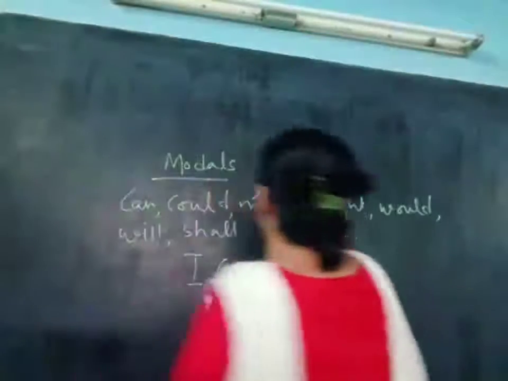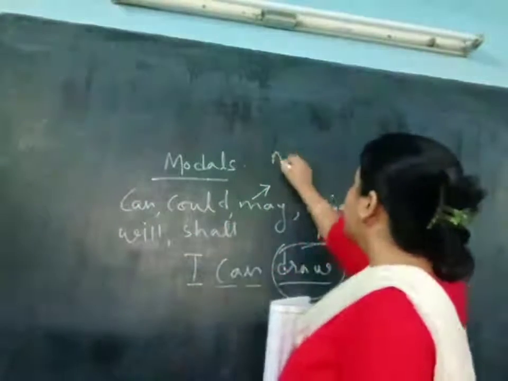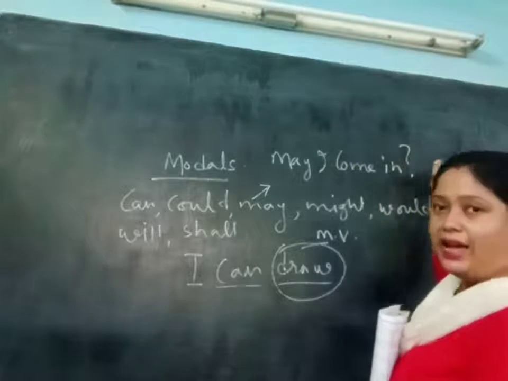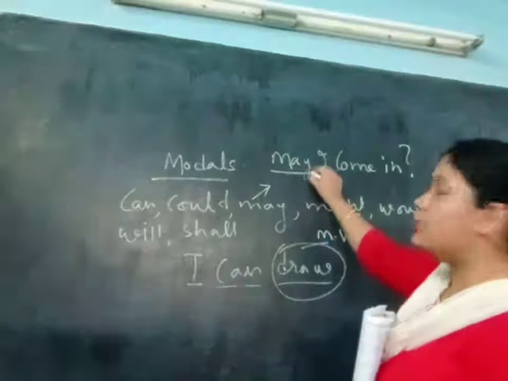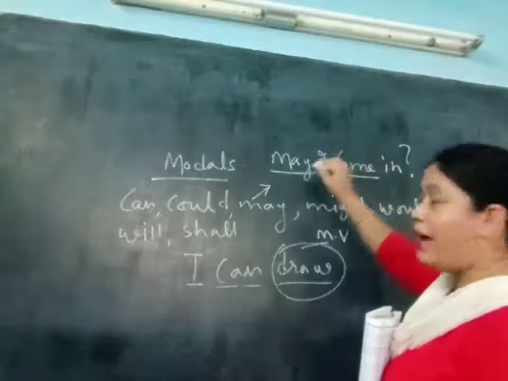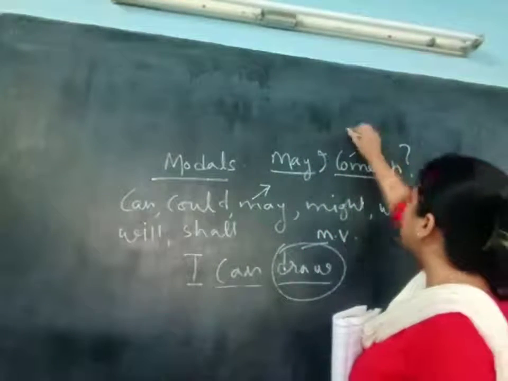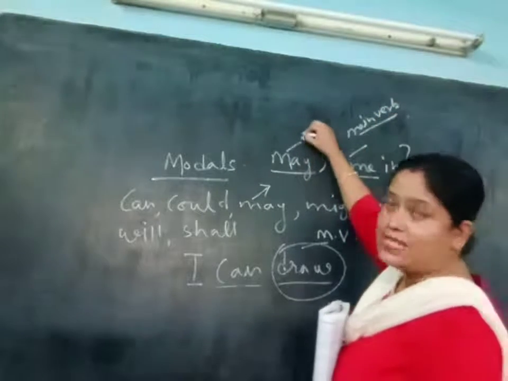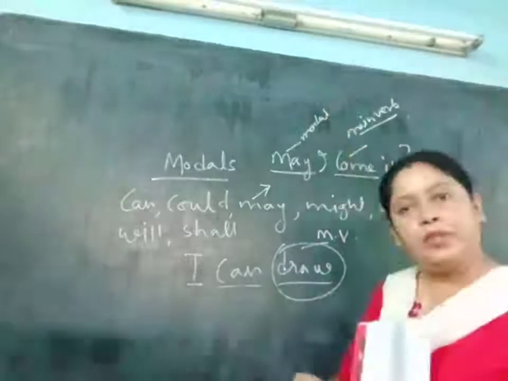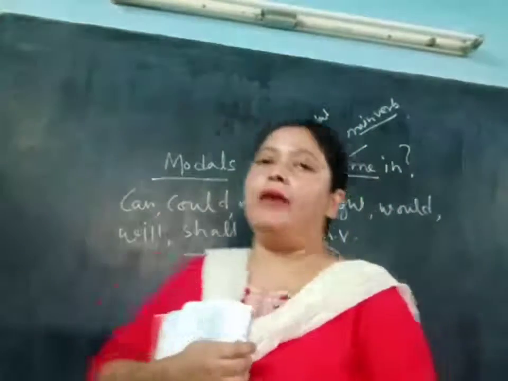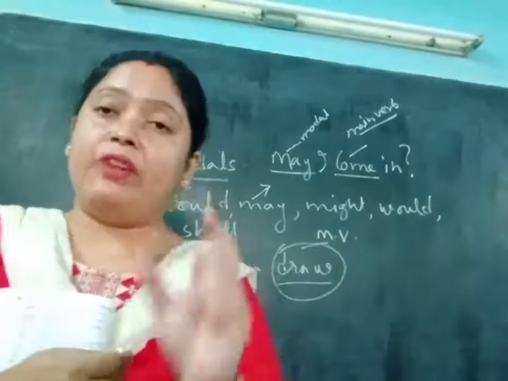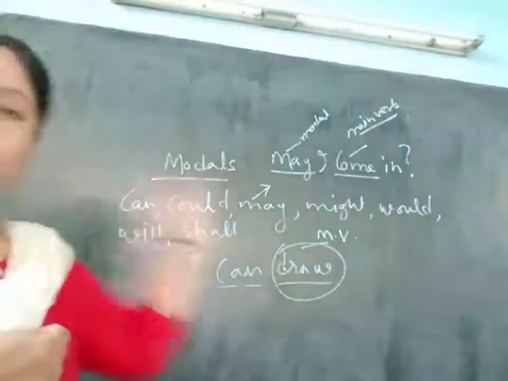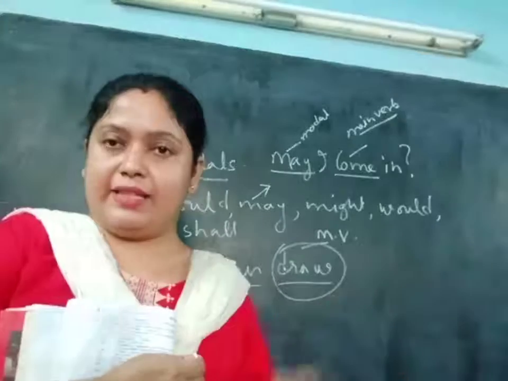Suppose like with the help of may, if I say, may I come in? Okay, so I have to put a question mark. You can see here two verbs are there, may and come, but here we can notice come is the main verb, and may is used as a modal verb. So without a proper main verb, modal cannot be used. Modal cannot sit alone in a sentence.